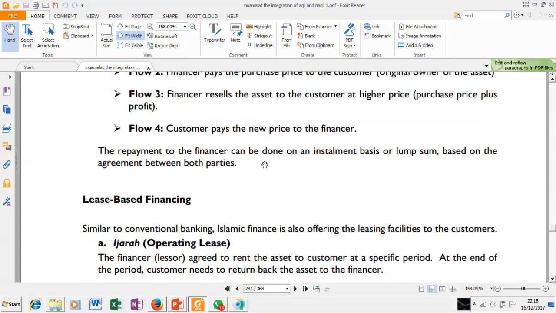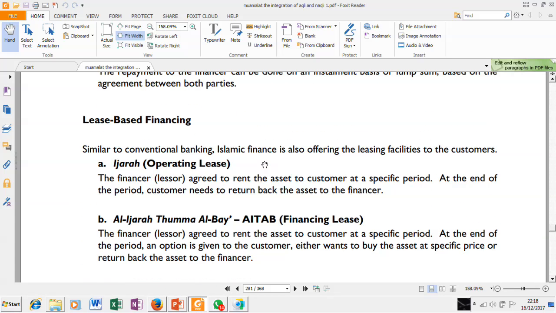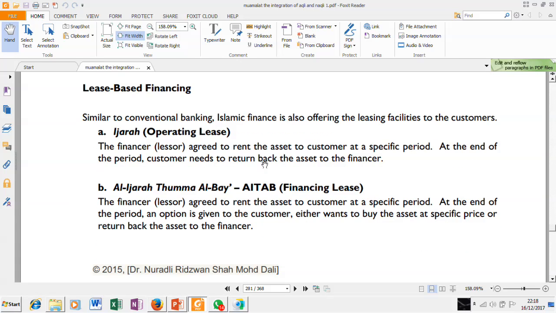All right, now the next one, the second type of product that is being used, is the lease-based financing. The lease-based financing we can look at in two ways. The first one is Ijarah, the operating lease. Basically the financial lessor agrees to rent the asset to the customer for a specific period, and at the end of the period the customer needs to return the asset to the financial. So in this case, the customer doesn't have to buy the asset or put the asset in their balance sheet. They will just use it as an expense account, so the rental will be deducted in their expenses. So it's easier for them to become less highly indebted to the bank.